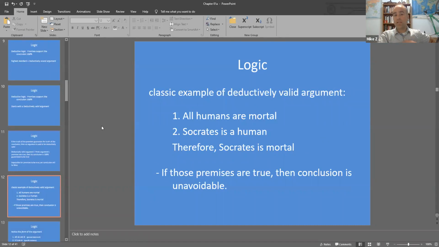So here's a really common, simple, introductory example of a deductively valid argument. It's deductively valid because if these premises are true, then the conclusion is guaranteed to be true. If it's really true that all humans are mortal, and it's really true that Socrates is a human, then it's just absolutely inescapable. It's got to be the case that Socrates is mortal. Since he's a human and all humans are mortal, then he's got to have that attribute of mortality too.